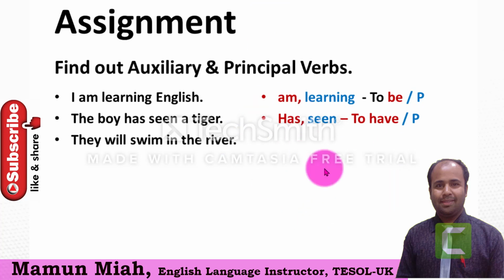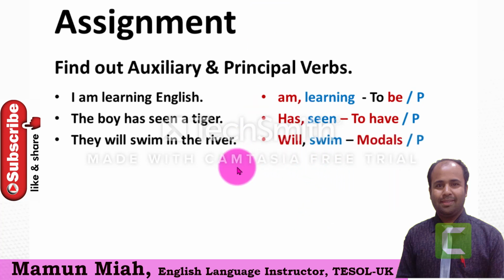Okay, my dear student, let's check it out. Here also two verbs, "will" and "swim". "Will" in red color is the auxiliary verb, and it would be called a modal auxiliary. And "swim" is the principal verb in blue color.